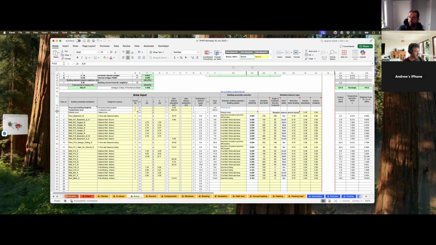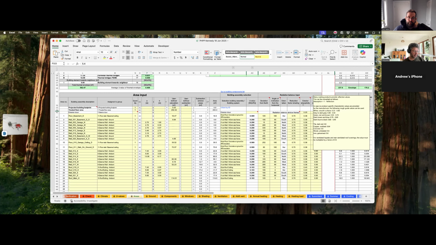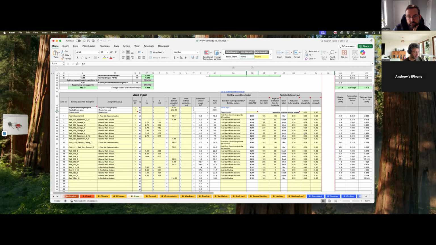So this is each wall and each floor and each ceiling. The ceilings are called roofs. Your area, which direction it's facing, the emissivity of the material, the absorptivity of the material.